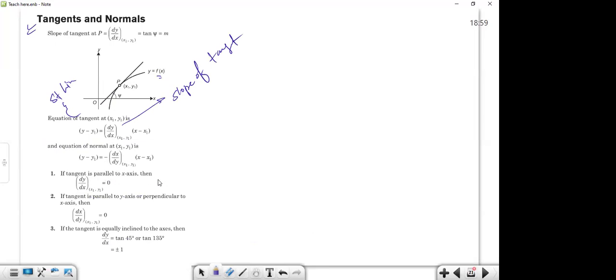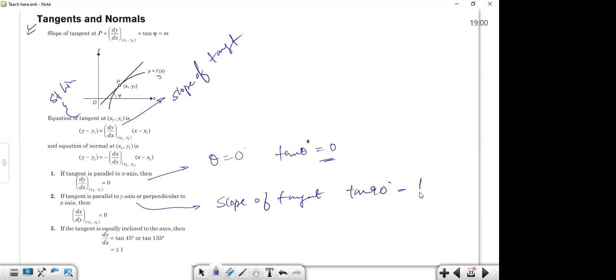So if the tangent is parallel to the x-axis, the slope comes out as 0, because if theta is 0, tan 0 is also 0. If it is parallel to the y-axis, that is perpendicular to the x-axis, then the slope of the tangent at that point would be tan of 90, which is 1 by 0. That's why we write the slope of normal as -1 over 1 by 0. So 0 will go up and its slope of normal will become 0.